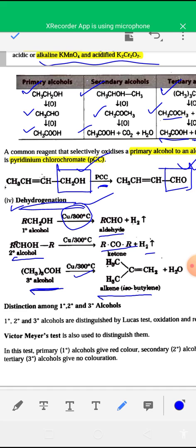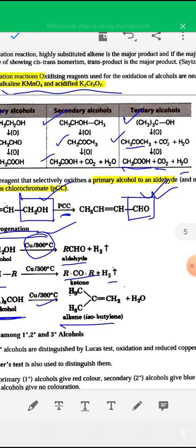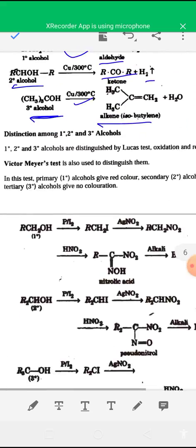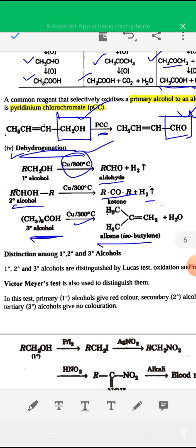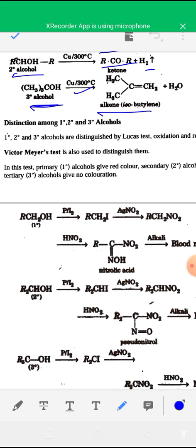So these are mainly oxidation reactions. There are many oxidizing agents given here, like acidified potassium dichromate and alkaline KMnO4. A primary alcohol generally gives aldehyde on oxidation, and on further oxidation gives acid. Secondary alcohol on oxidation gives ketone, on further oxidation gives acid, carbon dioxide and water. And tertiary alcohol on oxidation gives ketone, carbon dioxide and water, and ketone on further oxidation gives acid, carbon dioxide and water.